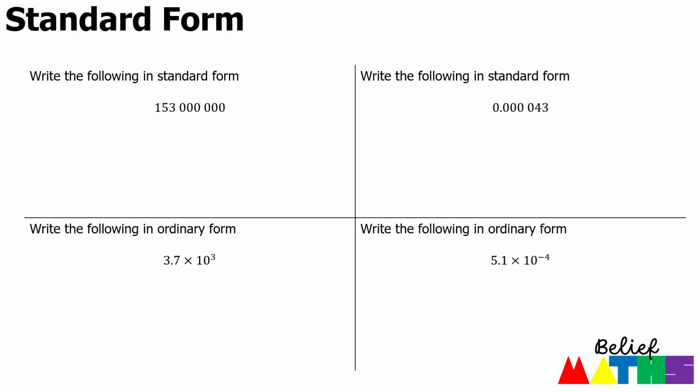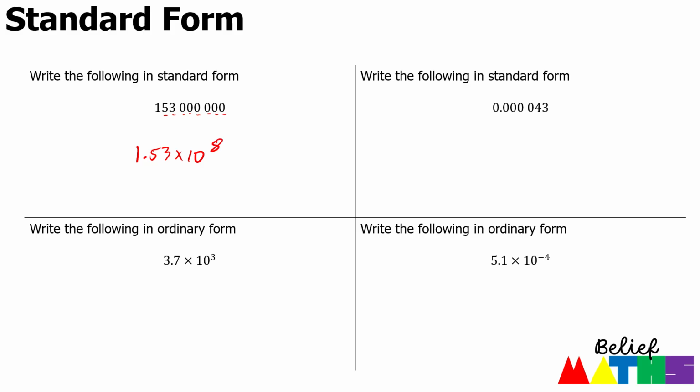Standard form is pretty straightforward and it usually comes up quite early on in the paper. So again, it's just remembering to do it. Remember, it has to be written between 1 and 10 and then times 10 to some power. So our decimal point goes 1.53 times 10, and then we count the digits after the 1. 1, 2, 3, 4, 5, 6, 7, 8. So it's 1.53 times 10 to the 8.